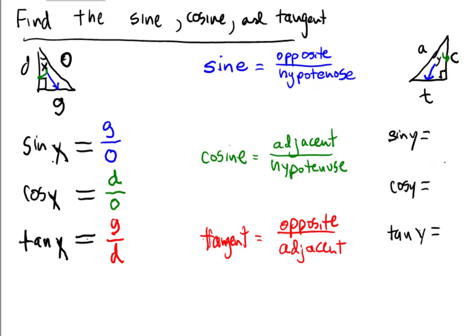For the blue relationship, the sine relationship, that's going to be opposite t over hypotenuse A. The cosine relationship is going to be adjacent c over hypotenuse A. And your tangent relationship is going to be opposite, which is t, over the adjacent, which is c. Did you get the same answers?